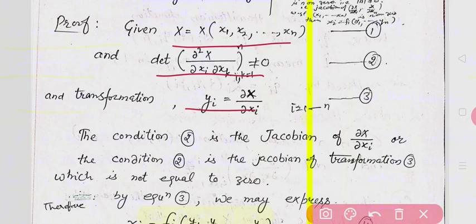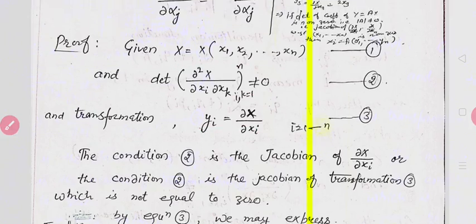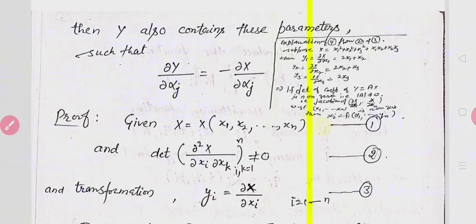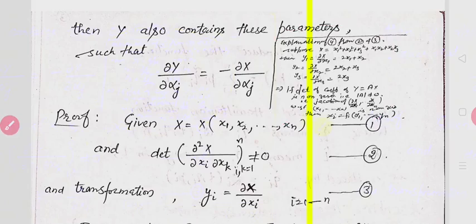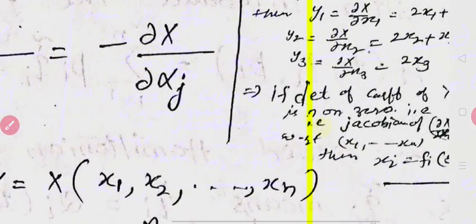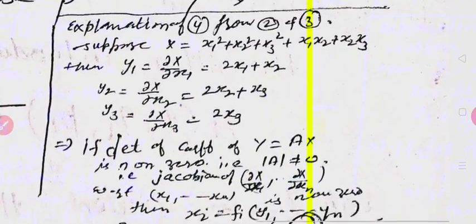By using this value, you have to show that xi is a function of y1, y2, y3, yn. So for this, I just take some example. I have written this thing over here. You can check it. Okay, so let me enlarge it. When we talk about this thing, so you see.